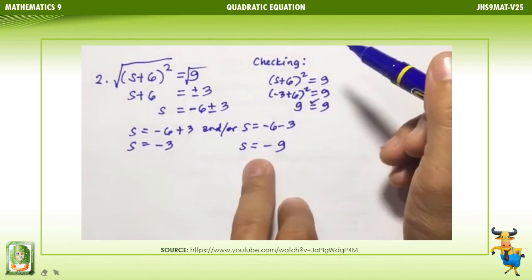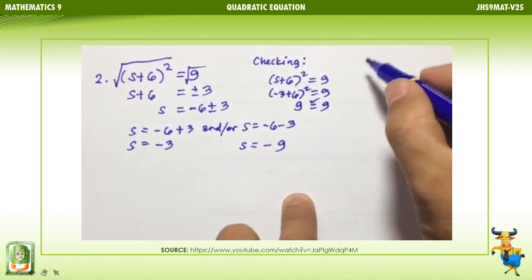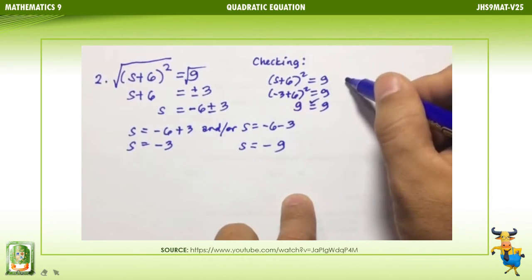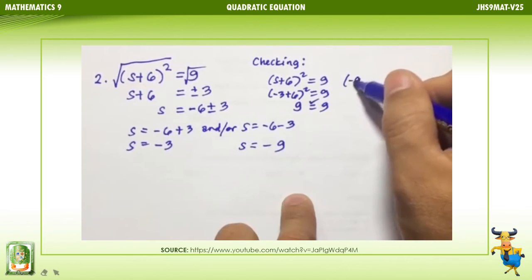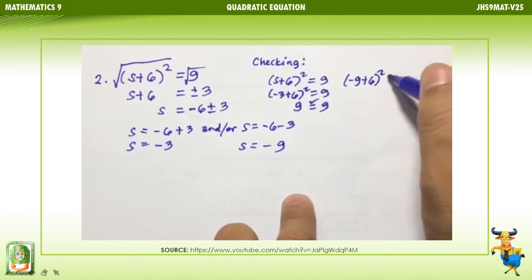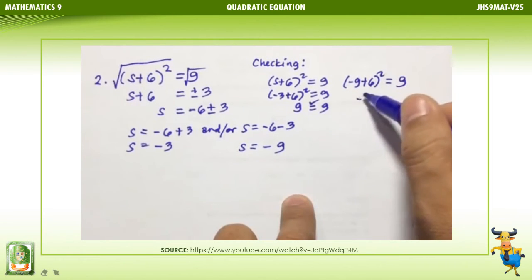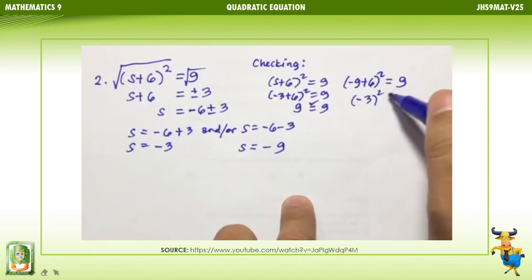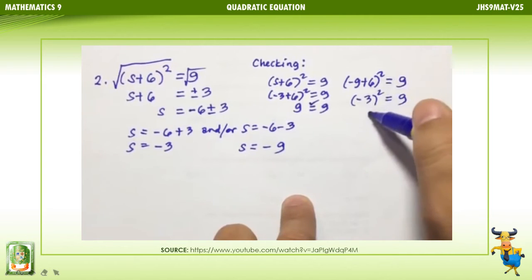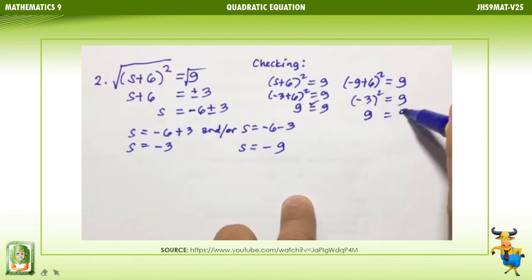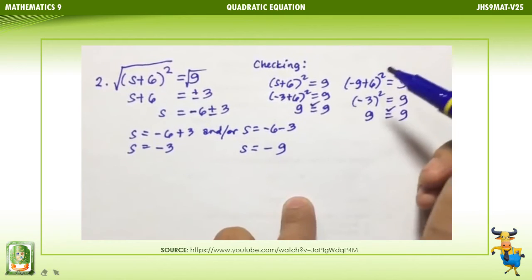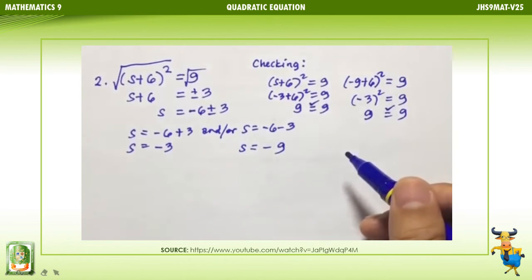And if we have the value of s equals negative 9, we're going to have here negative 9 plus 6 squared equals 9. Negative 9 plus 6 is negative 3 squared equals 9. Negative 3 squared is 9. So your answer here is also correct.